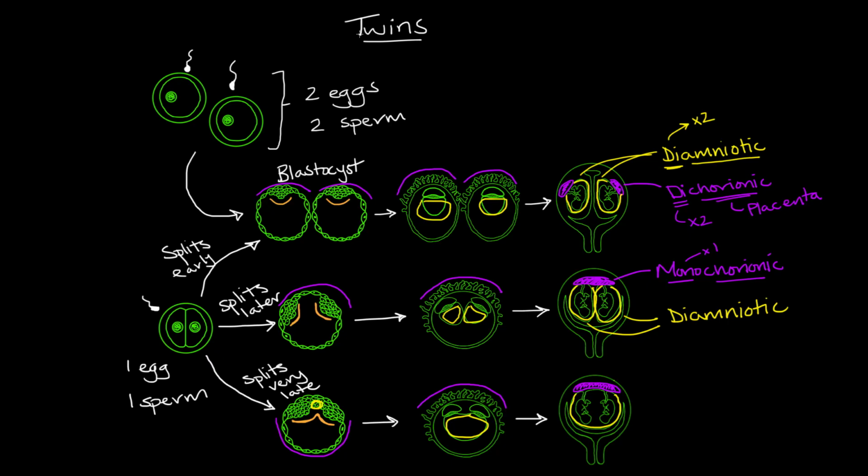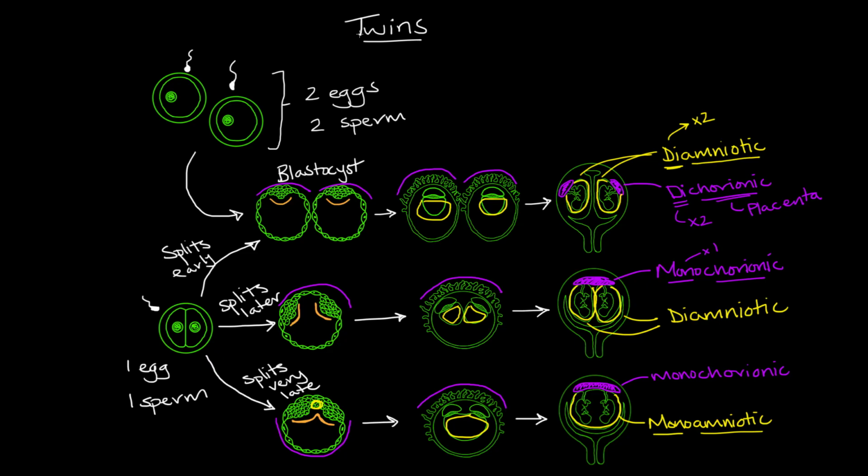Okay, so maybe pause the video and try to guess what you think these twins would be called. Okay, so hopefully you came up with monoamniotic. Again, amniotic means amniotic sac, and mono means there's only one sac. And we also have only monochorionic because we only have one placenta shared by both twins. So these twins would be monochorionic, monoamniotic.